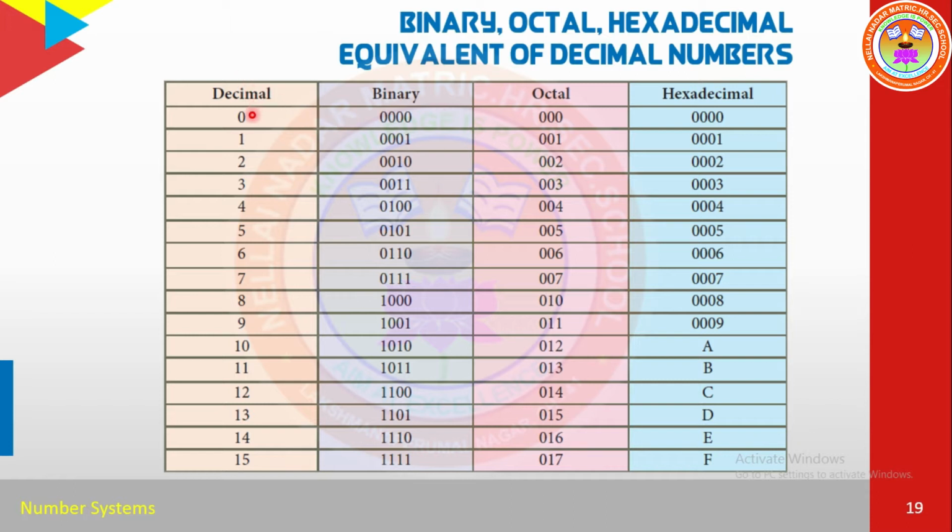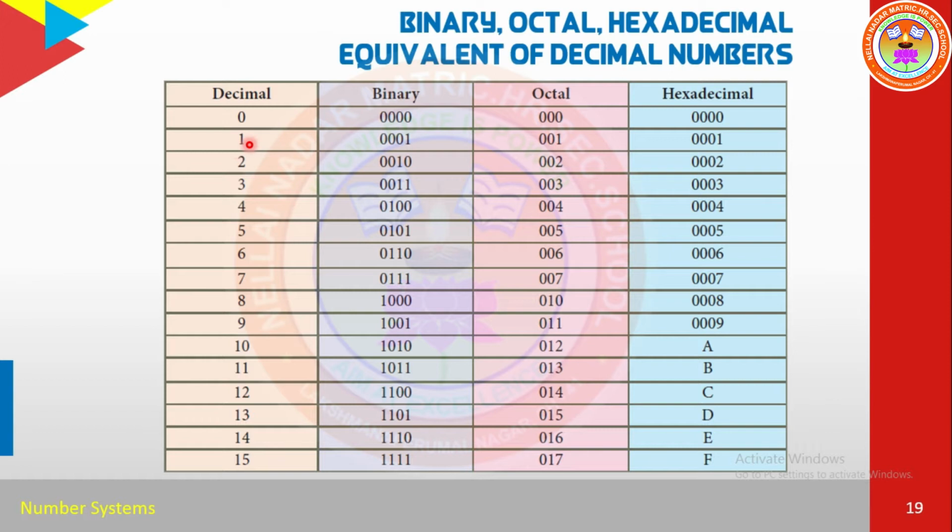So if the number is 0 in decimal, you have to write the binary as 0, 0, 0, 0. And if you have to write octal, you write 0, 0, 0, 0, and hexadecimal is again 0, 0, 0, 0. The next one, the number is 1, means you have to write 0, 0, 0, 1.